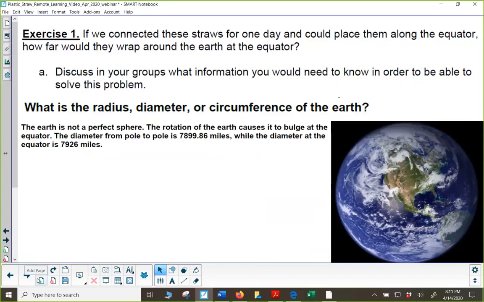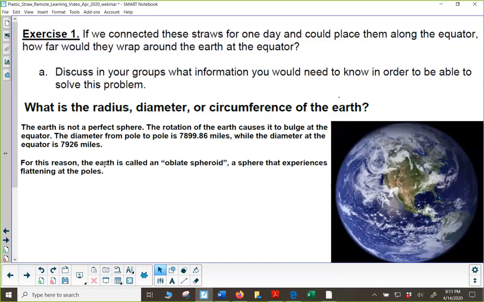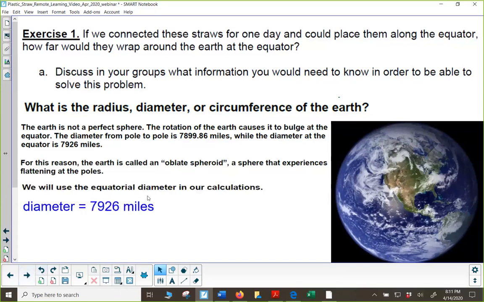And I found out the Earth is not a perfect sphere, okay? It's not a good basketball. The rotation of the Earth causes it to bulge at the equator, which I did not know. I knew it was not a sphere, but I did not know it was because of the rotation of the Earth. The diameter from pole to pole is almost 7,900 miles, while the diameter at the equator is 7,926 miles. The Earth is called an oblate spheroid, a sphere that experiences flattening at the poles. So for our purposes, we're going to use the equatorial diameter because we want to know the circumference at the equator. So we're going to use 7,926 miles for the diameter.